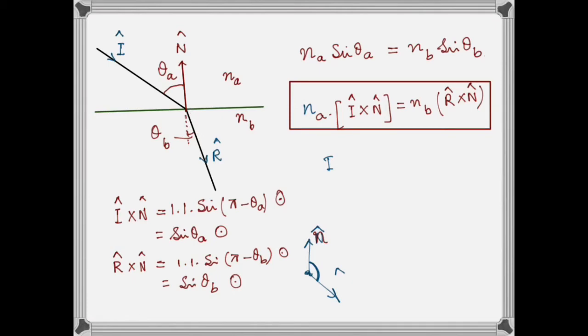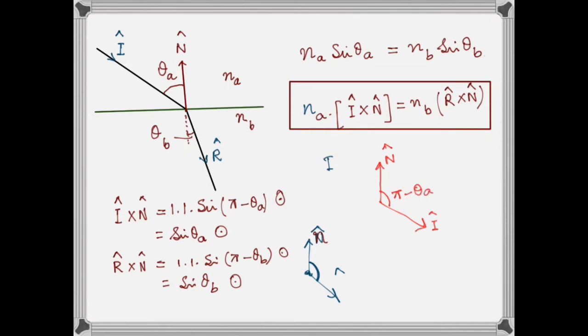Okay. Now check what i cap cross n cap is. So it is the value of i cap, 1, the value of n cap, 1, times sine of the angle between these two vectors. And what is the angle between i cap and n cap? So i cap is in this direction while n cap is in this direction. So the angle between them is this angle, which comes out pi minus theta a.